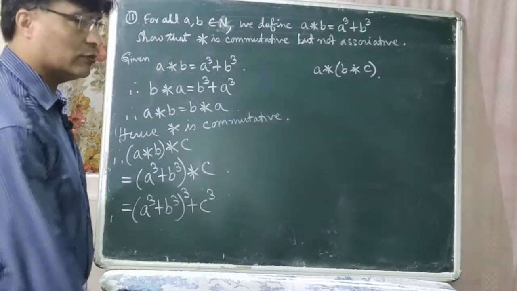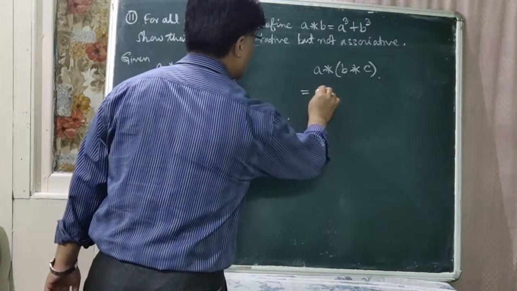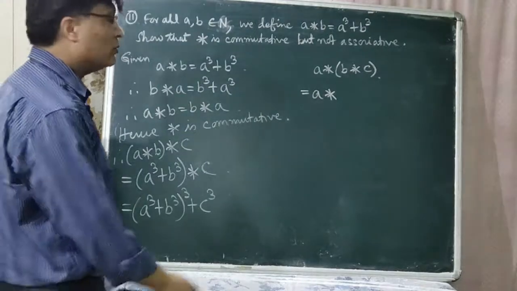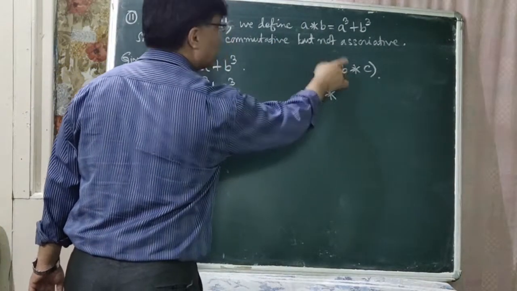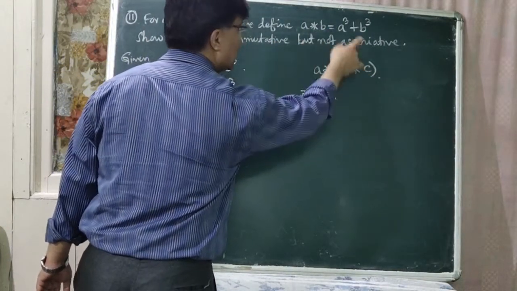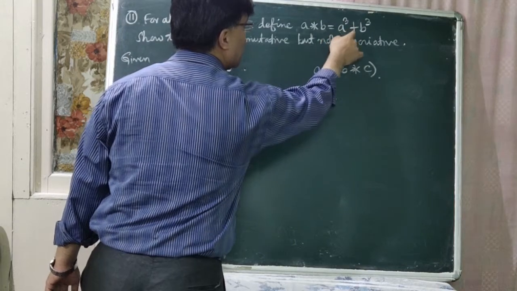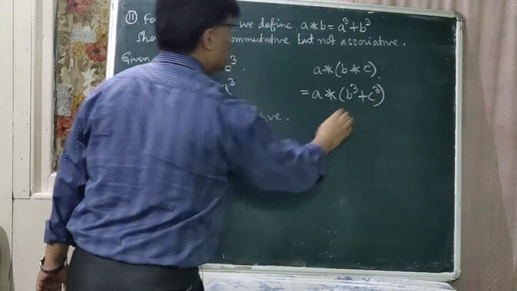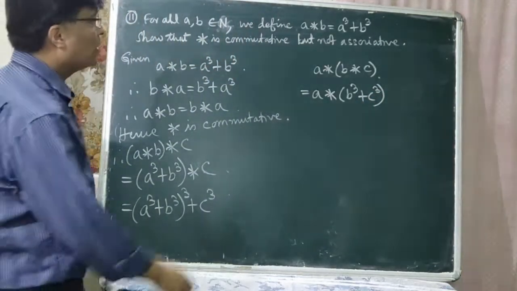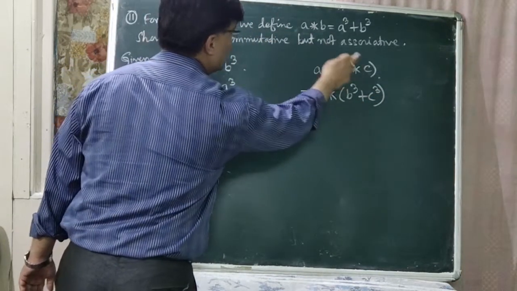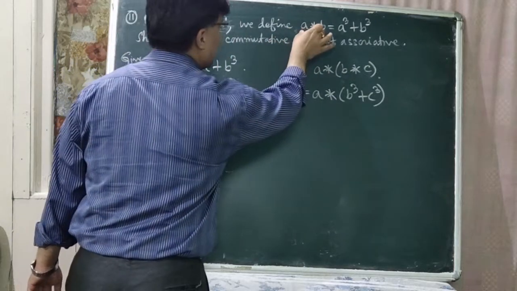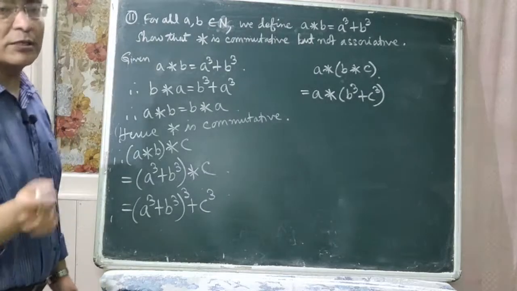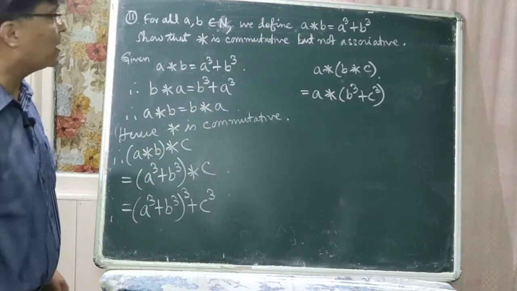So let us find it now. A star is kept as it is. Now instead of A there is B, instead of B there is C. So B star C will be B cube plus C cube. I think you have understood it. Since A star B is equal to A cube plus B cube, this B star C will be B cube plus C cube.